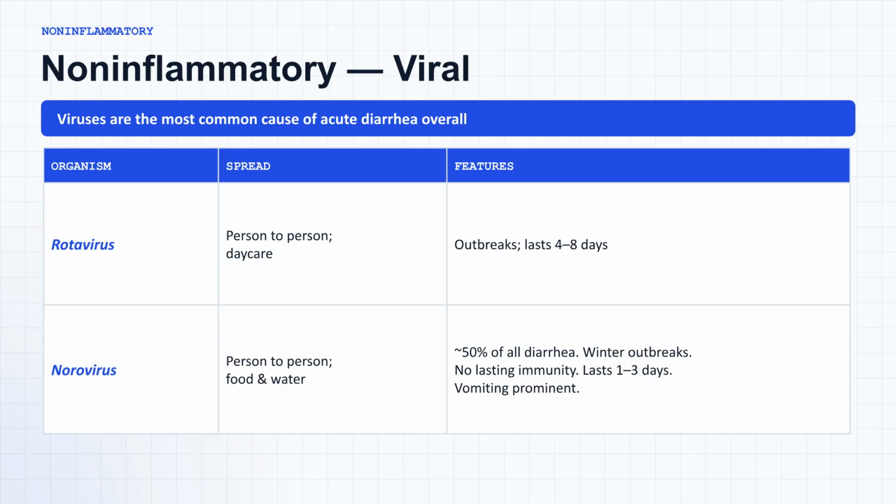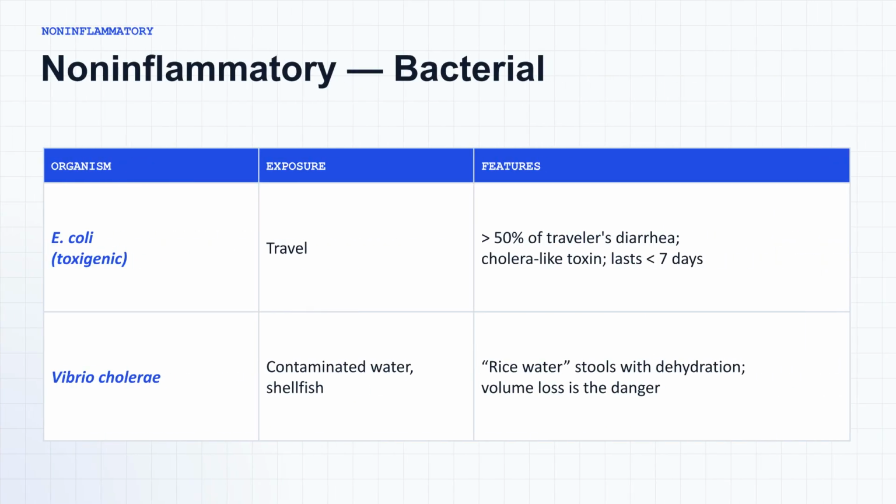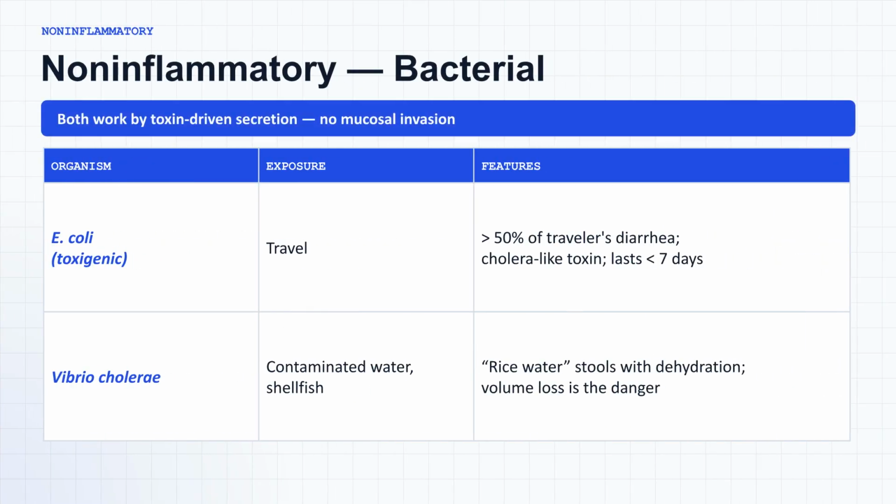One practical point on outbreak control. Norovirus is managed with hand hygiene and isolation. And soap and water beats alcohol gel. 2 bacteria live on the non-inflammatory side. Toxigenic Escherichia coli is the single biggest cause of travelers' diarrhea, more than 50% of cases. It makes a cholera-like toxin, and the illness runs less than 7 days.